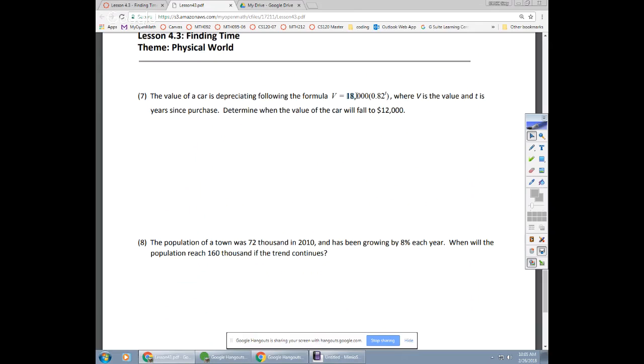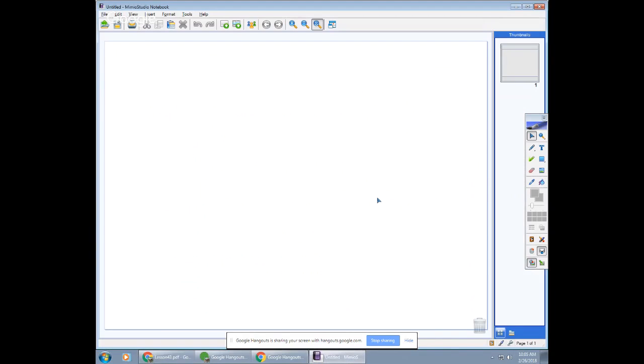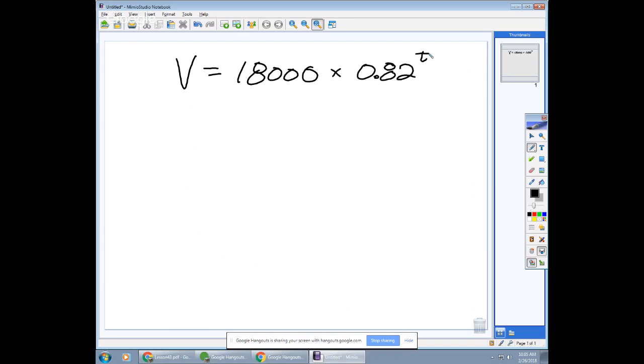The initial value of the car is $18,000. We want to figure out when it's going to be worth $12,000. So starting with the equation, the value over time is going to be the initial value times that repeated multiplication by 82%, the value of the car we get to retain. The question for us is, when is the value equal to 12,000? So we just need to set our equation equal to that and solve.